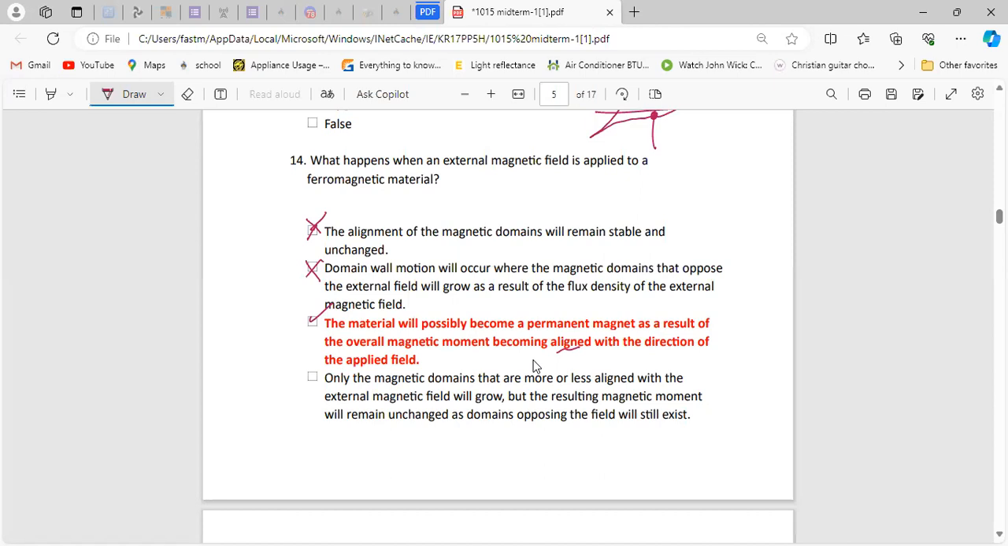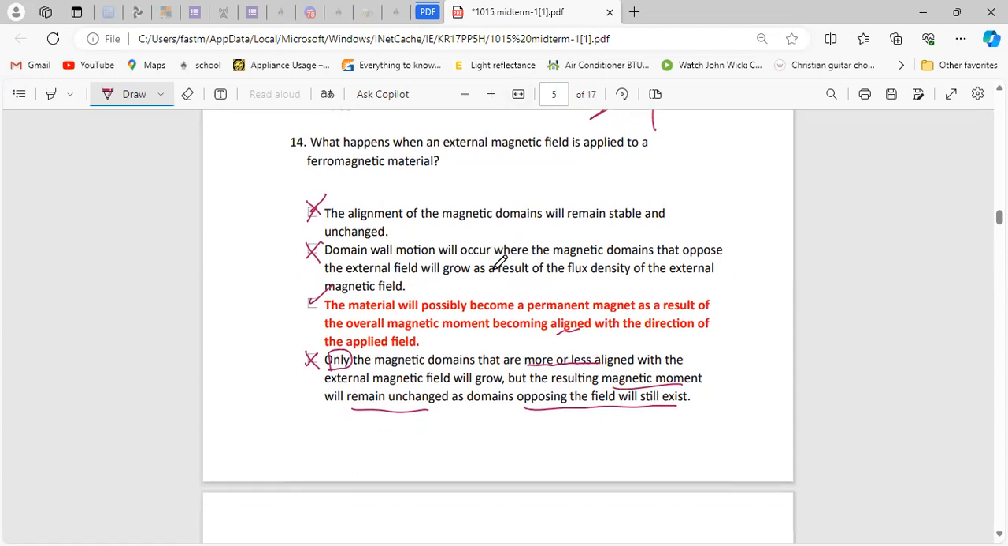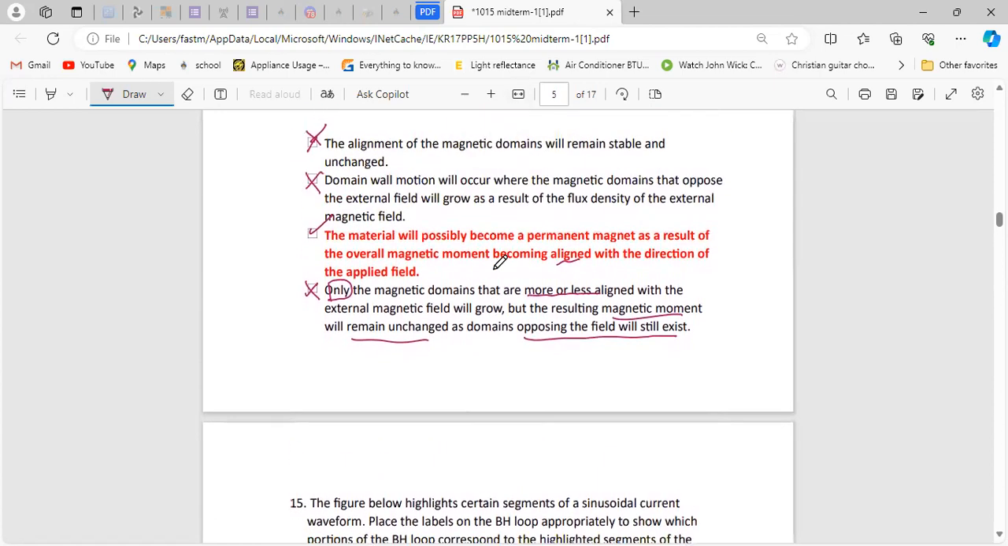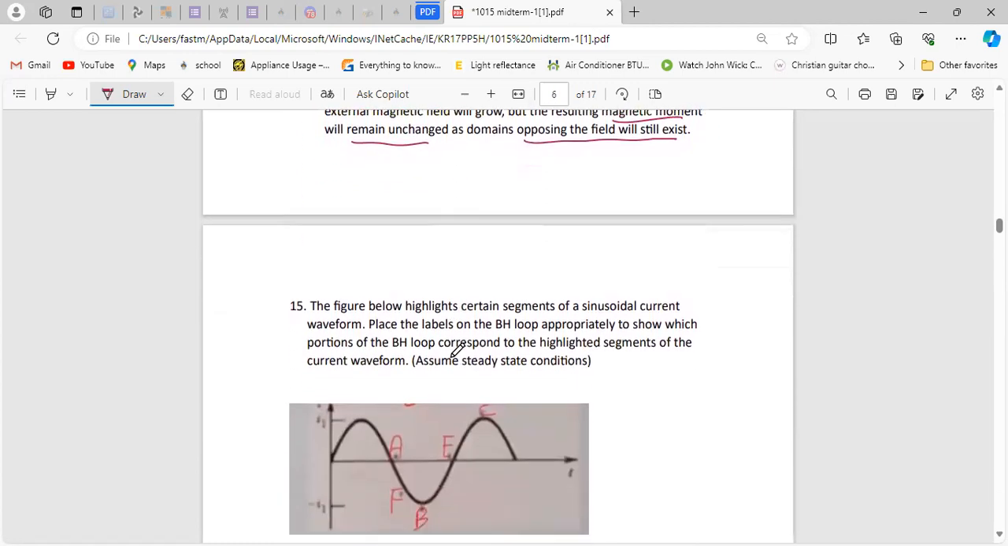All right, remember this. Only the magnetic domains that are more or less aligned with the external field? No. But the results, the moment will remain unchanged? No. Actually, yes, that one is the answer. That only kind of throws people off. Most of the time, the answer with only is false, depending on the question.